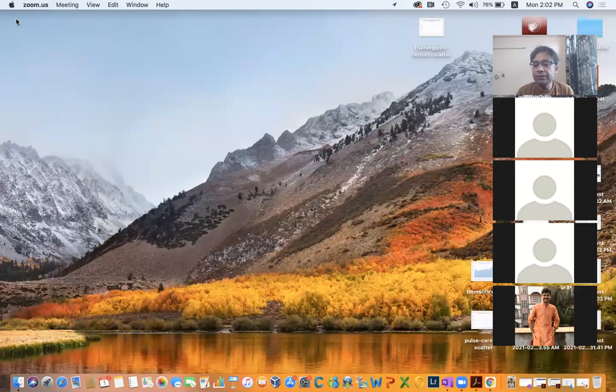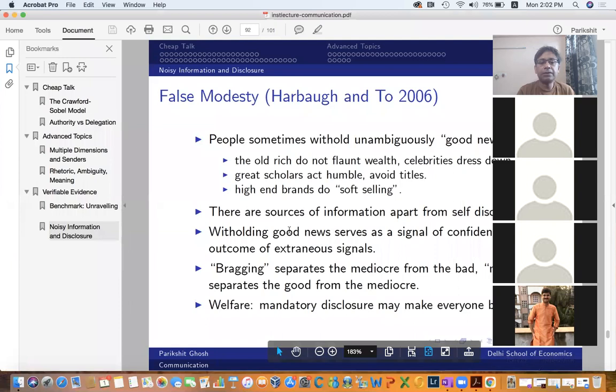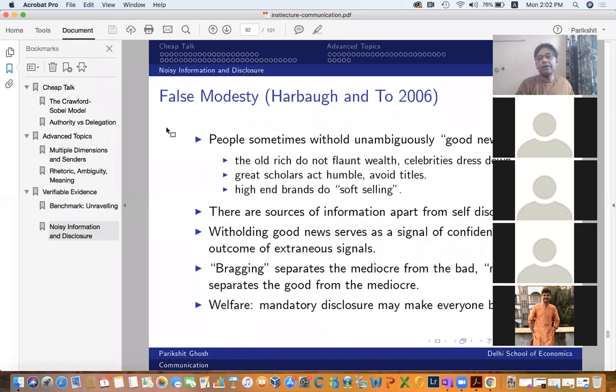Sir, the babbling equilibrium in the Crawford-Sobel model is the same equilibrium we'd get if the agent chooses to remain silent. Is it? Silence and babbling are equivalent in the Crawford-Sobel model. No, no, there's a subtle difference.